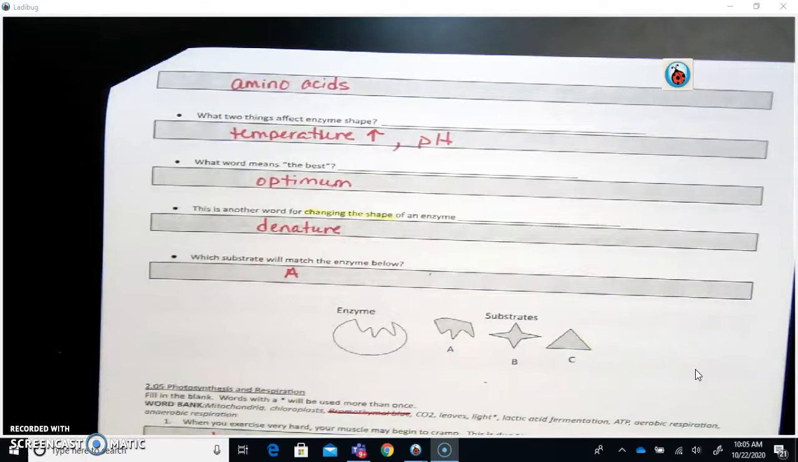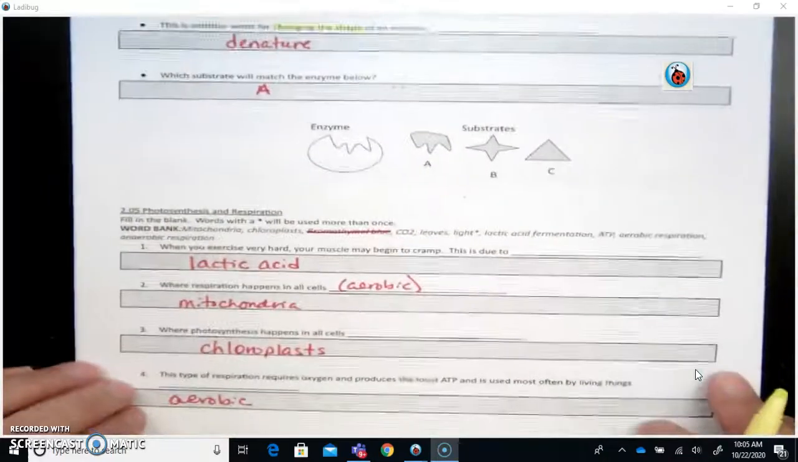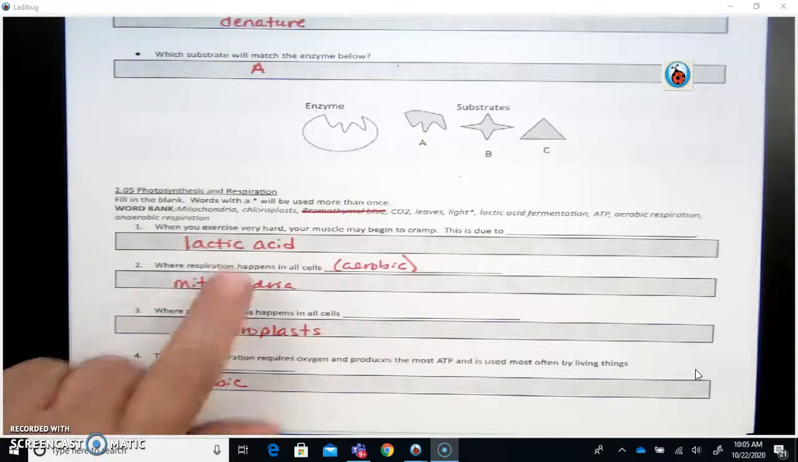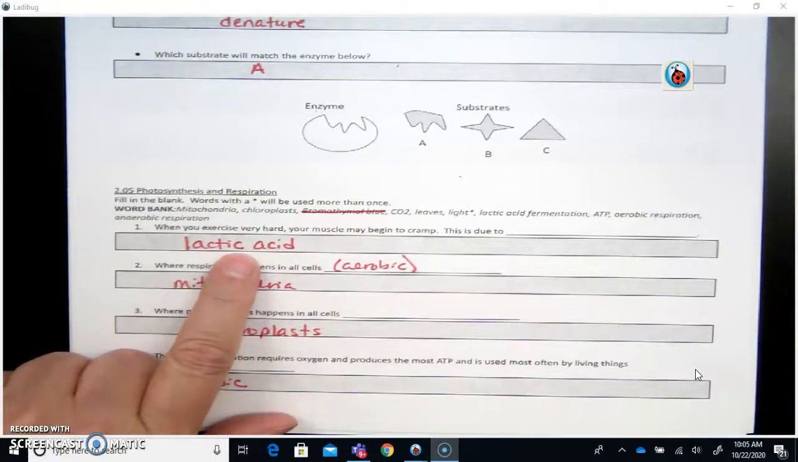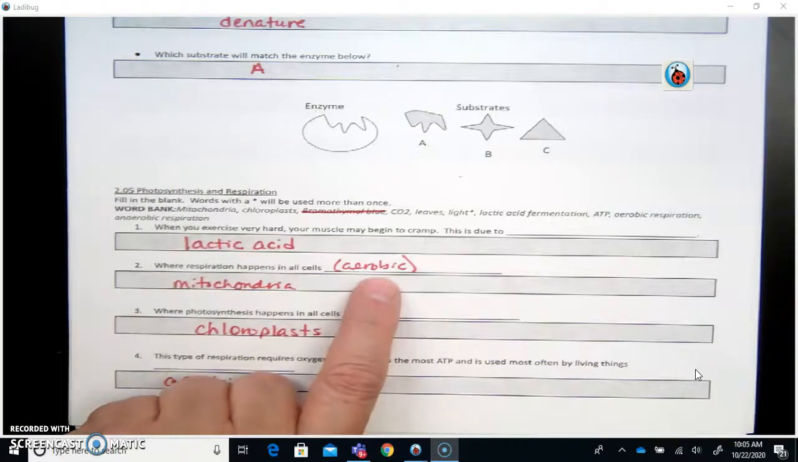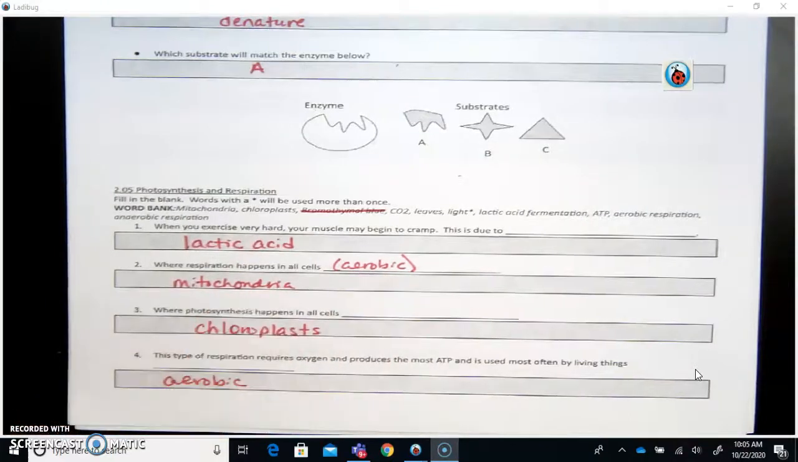Which substrate will match the enzyme below? A will. Again, enzymes are specific. A little bit on photosynthesis and respiration. When you exercise very hard, your muscle begins to cramp. This is due to the buildup of lactic acid. Number two, where respiration happens in cells, we're talking about aerobic respiration. That's going to be the mitochondria.